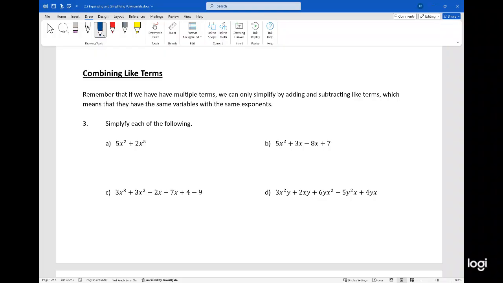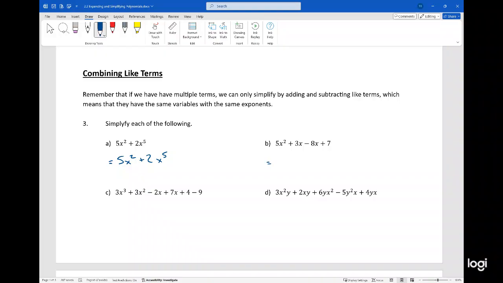Now on the first one, 5x squared plus 2x to the 5th, actually x squared and x to the 5th are not the same terms, so we can't do anything with this. We actually have to leave it like that. There is no collecting of like terms in that problem. And sometimes that happens, and that's okay. It just means that we've already collected all the like terms we can.